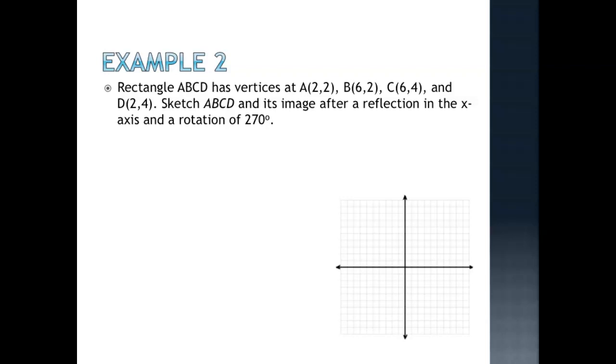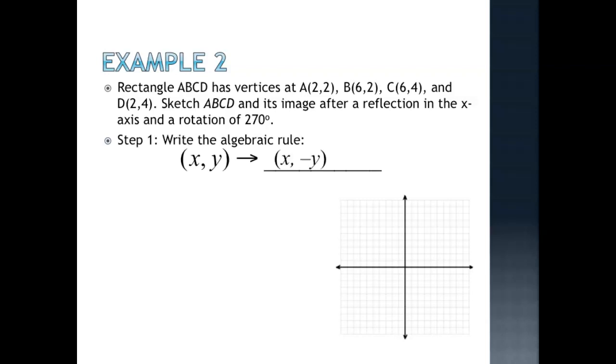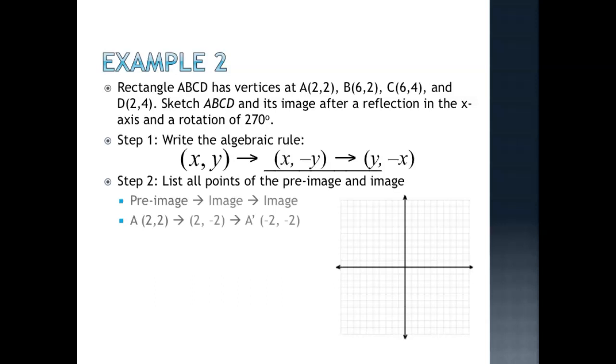So let's start off by writing the algebraic rule. First, we're going to do a reflection over the x-axis, so x, y becomes x, negative y. And then we will rotate this 270 degrees, so this will be y, negative x. Now let's go ahead and take each point and we will apply both of these transformations. First we have 2, 2, which becomes 2, negative 2. And now your y coordinate comes first, so that becomes negative 2, and your x coordinate becomes the negative, so that's negative 2.